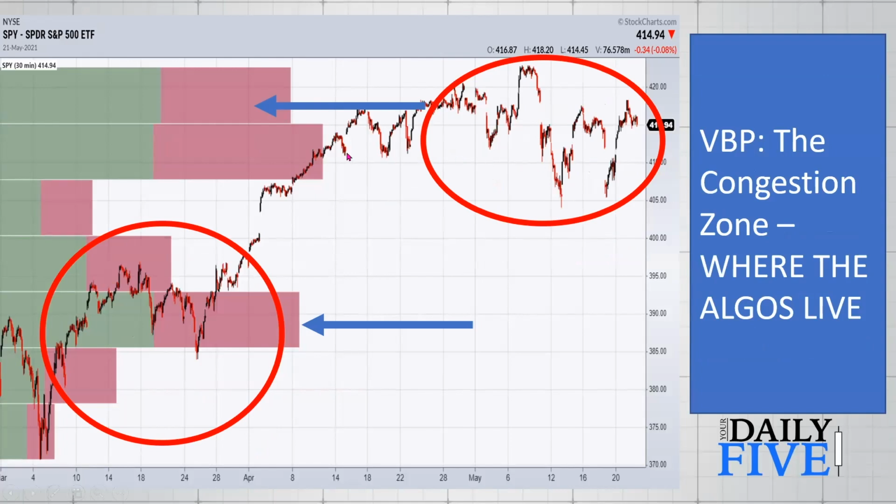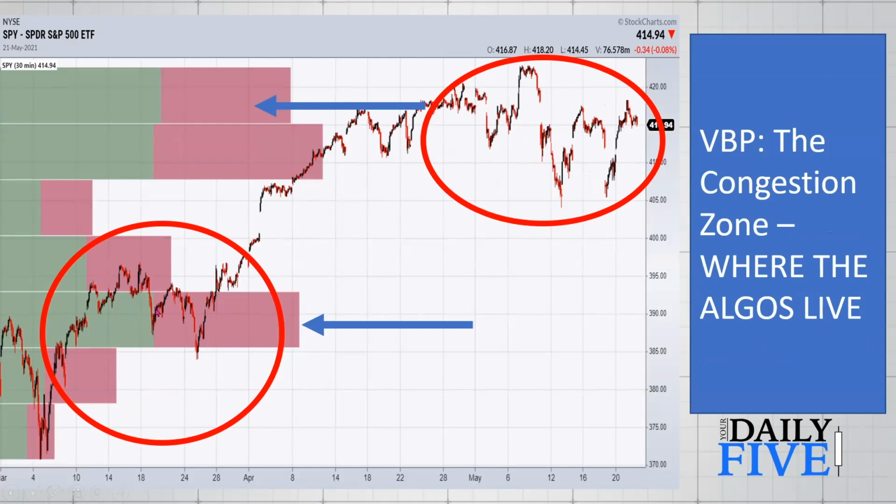This is what I call the congestion zone. This is where the algos live. Volume by price, these huge bars here, okay? They're important, support and resistance above everything else, right? You can see there's price congestion here. When there's price congestion, there's money. When there's money, there's algos. And what the algos end up doing is what you should be doing.